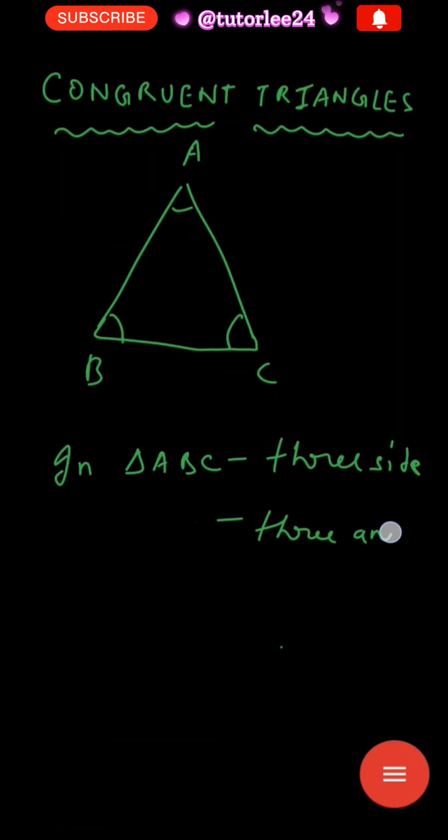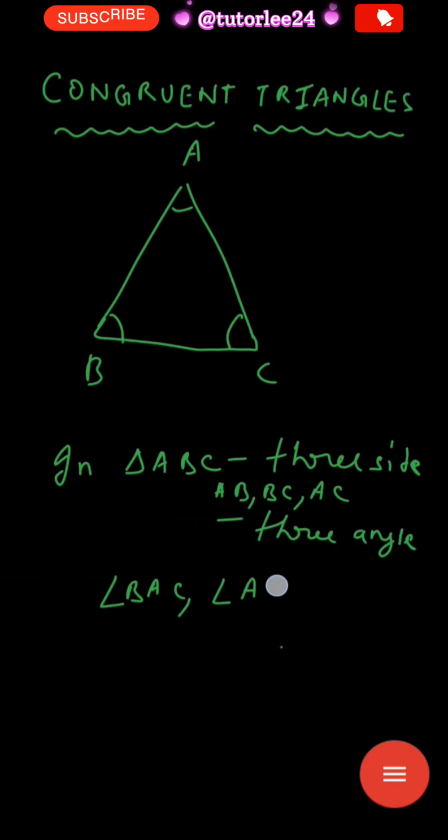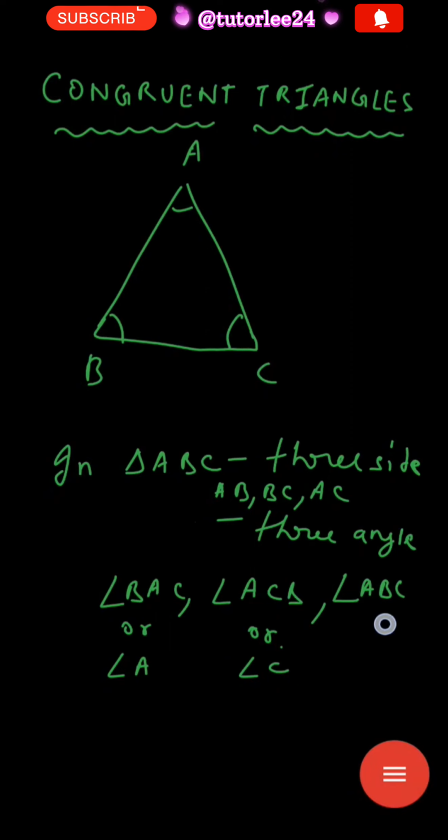and angle A, angle B, angle C. Three sides, you can write the names: AB, BC, AC. The angles you can write as angle BAC, angle ACB and angle ABC, or the same you write: angle BAC means angle A, angle ACB means angle C, and angle ABC means angle B.